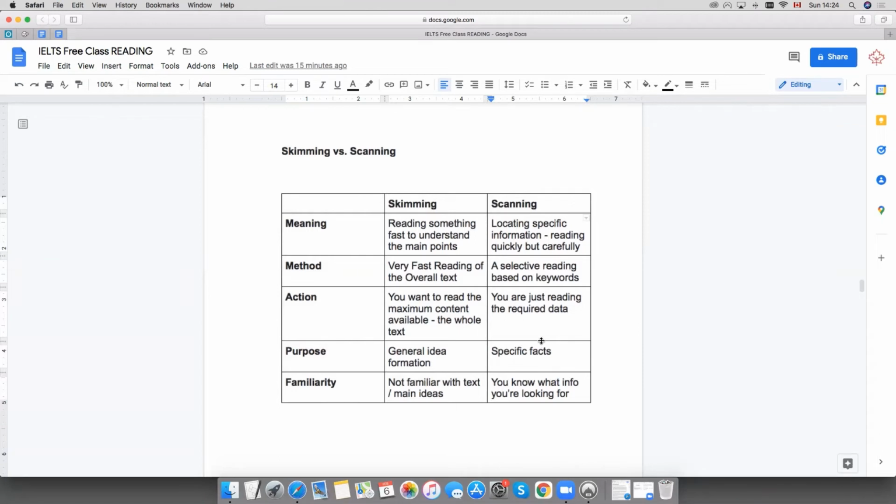Also, in skimming, we don't really know what we're looking for. Maybe because the text is new, or maybe because we're being asked a question about what's the purpose of the text, right? But in scanning, you know exactly the information that you're looking for, and you're hunting for it. You're searching for that specific keyword or key phrase, and then maybe we do some detail reading around it to increase our overall understanding, make sure that we chose the correct answer.